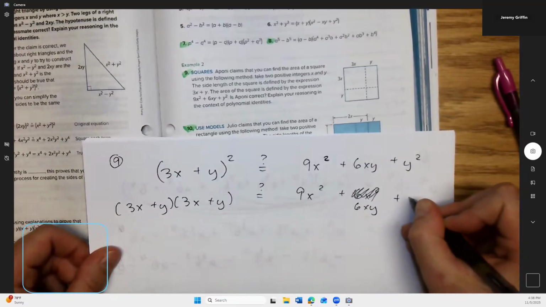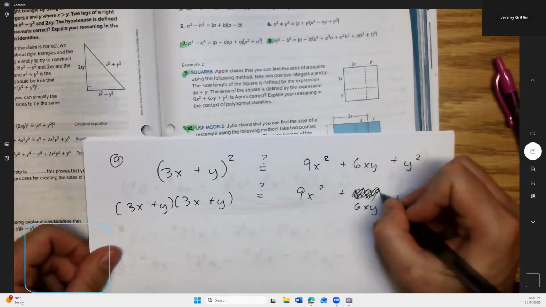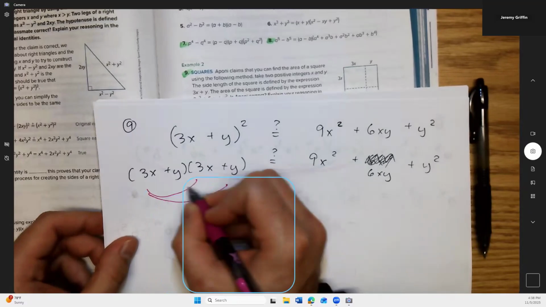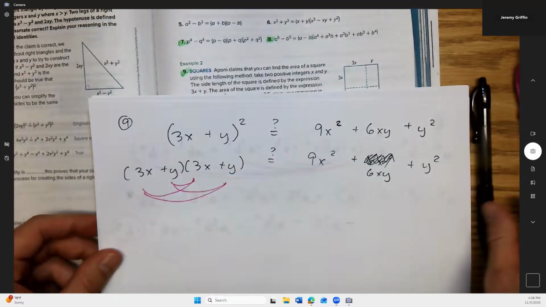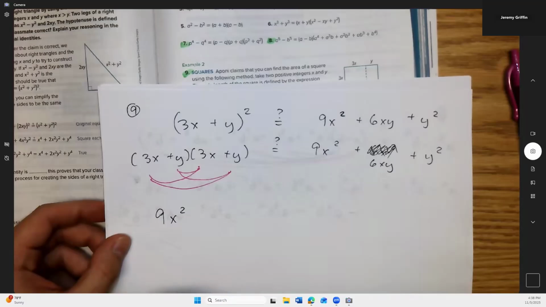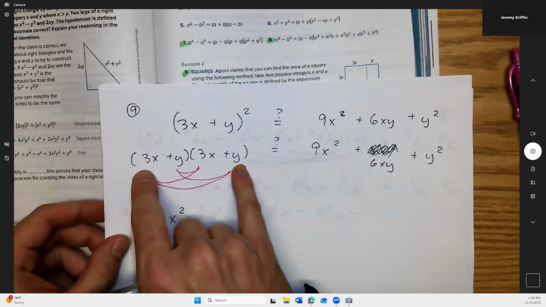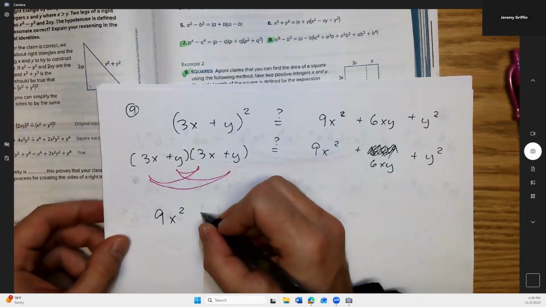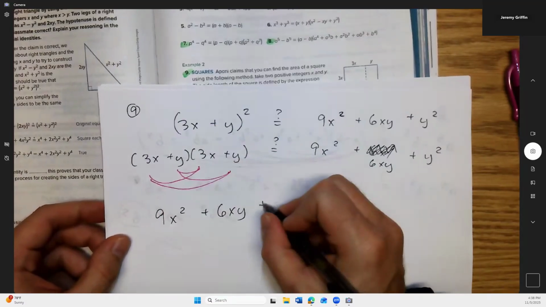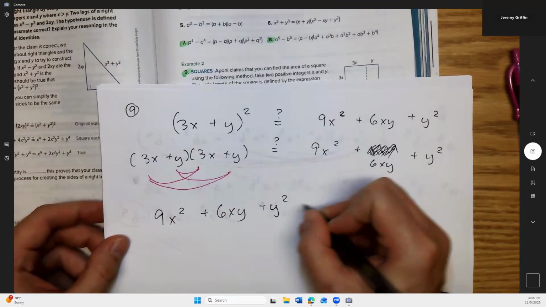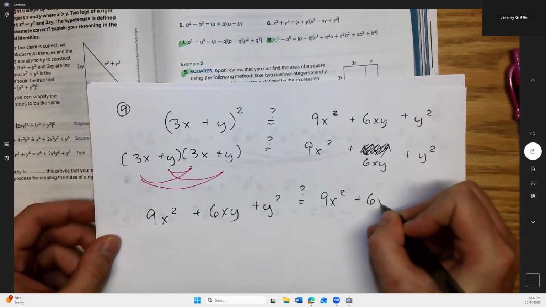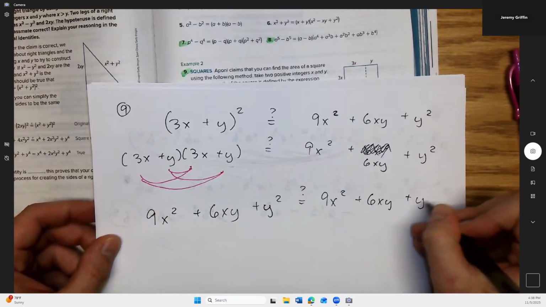6xy plus y. So there you go. That looks right. Okay, so is this equal to this? So let's do first, outside, inside, last. FOIL the thing. So 3x times 3x gives you 9x squared. Then outside, inside, that's 3xy, 3xy, which would be 6xy. And then last, y times y is y squared. Okay. So is that equal to 9x squared plus 6xy plus y squared, which is straight out of the book?